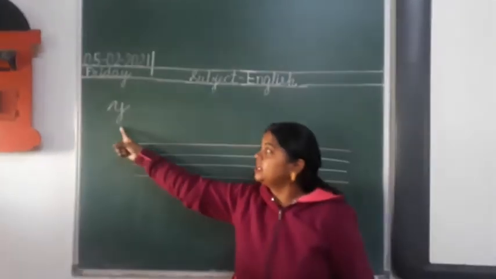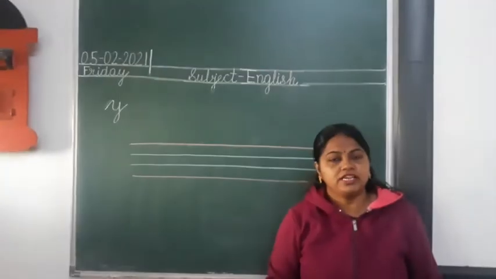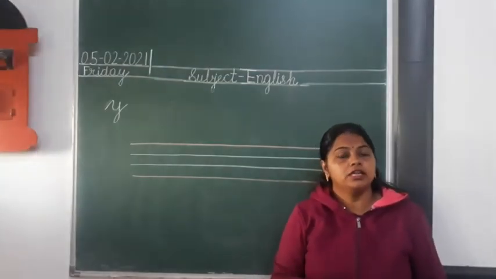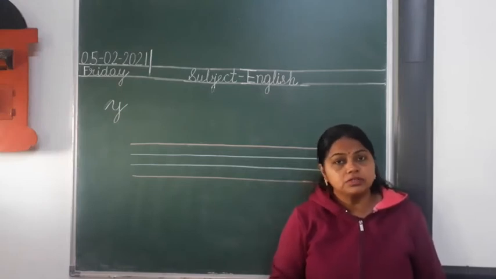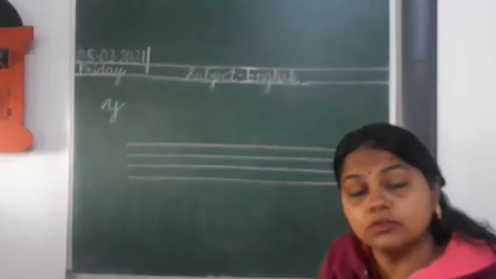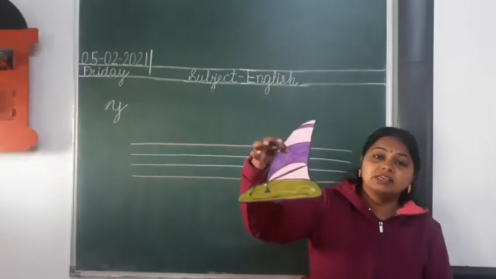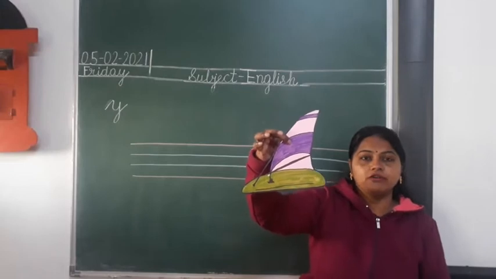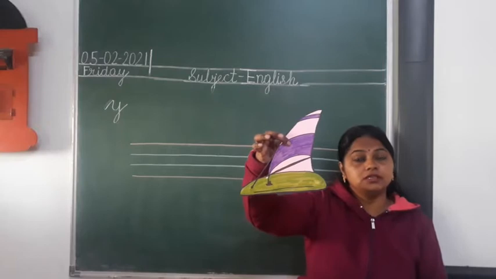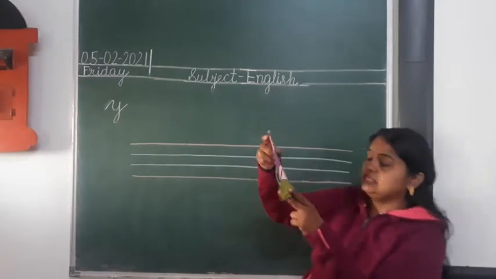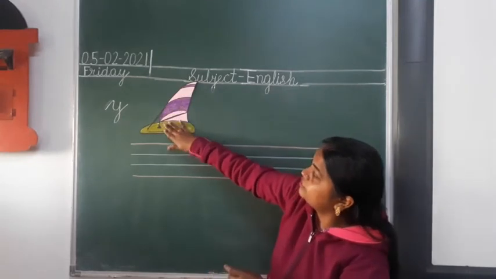In subject English, today I will tell you how you will write small cursive letter Y in your English notebook. Y sounds y. All of you say y. And tell me, what is this? Yacht. Y for yacht. I am going to paste this picture here. Y for yacht.